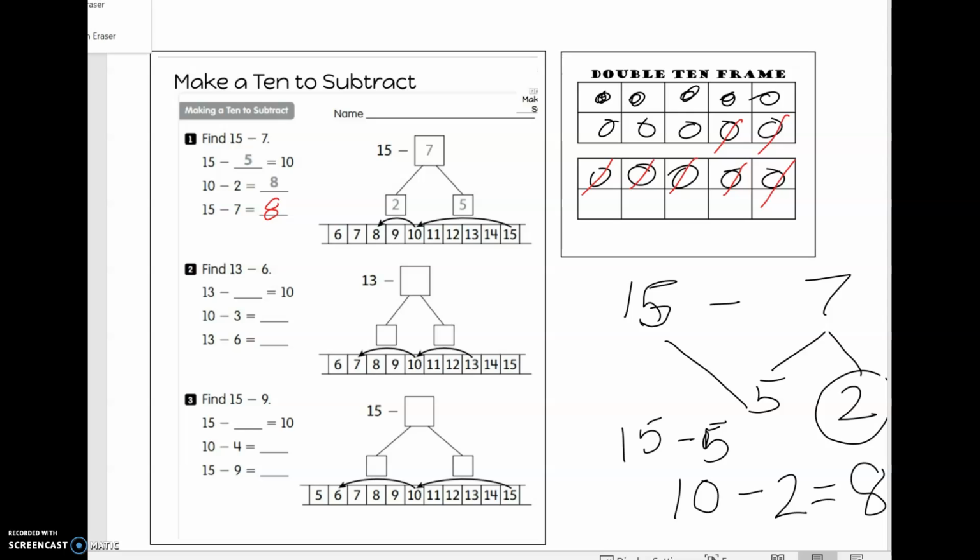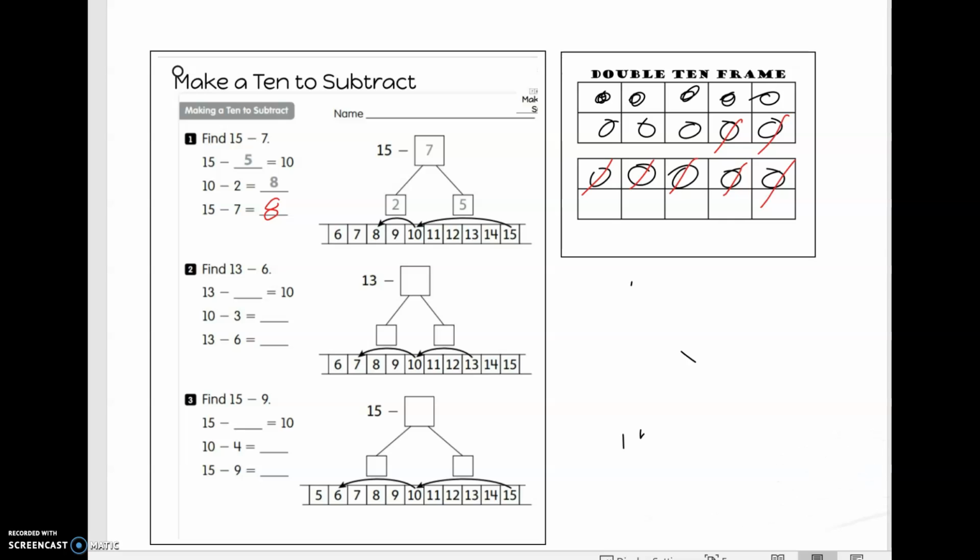Let's try another one. Okay. The next one says 13 minus 6. So I'm going to think in my head that in order for me to make this 13 a 10, what number do I need to take away? I need to take away 3 because in 13 I have 1 ten and 3 ones. So I need to take away those 3 ones to get 10.